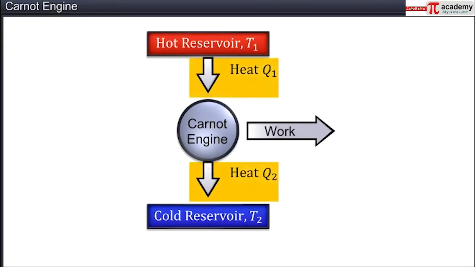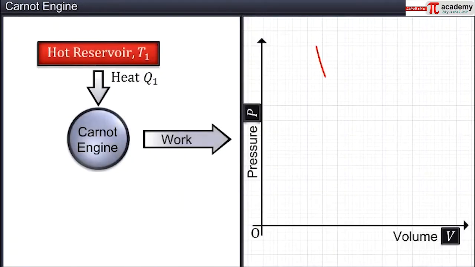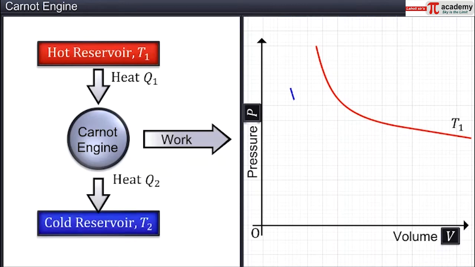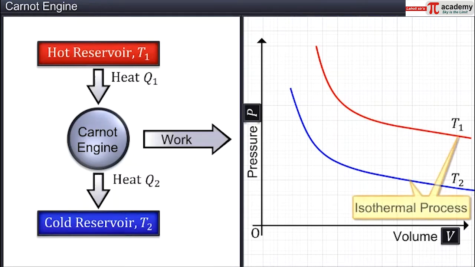There are two processes in which a heat engine exchanges heat with the surroundings. In one process, the heat engine absorbs heat from a hot reservoir at temperature T1. And in the other process, it releases heat to a cold reservoir at temperature T2. Since the system must be in thermal equilibrium, these two processes need to be isothermal.